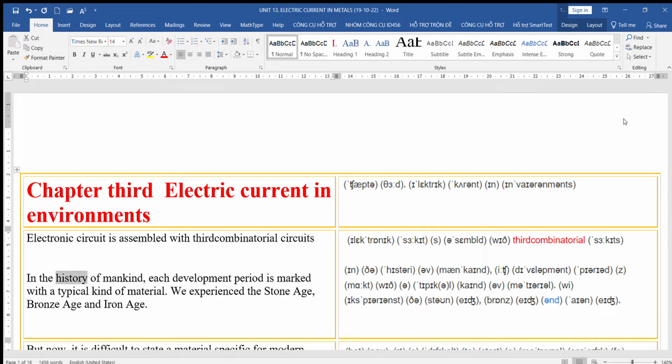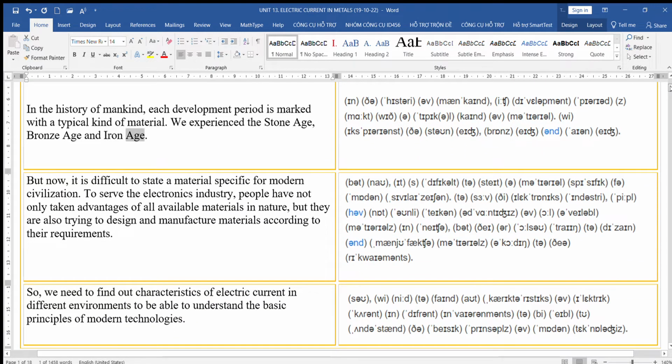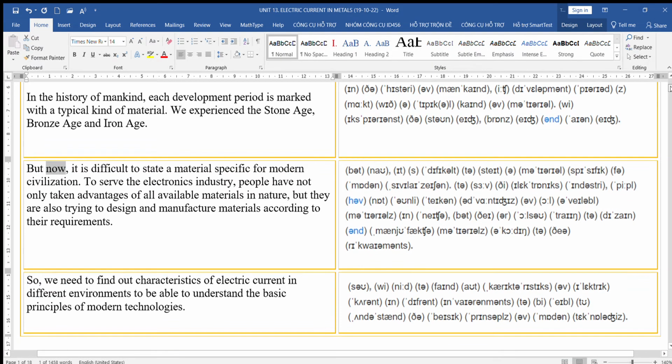In the history of mankind, each development period is marked with a typical kind of material. We experienced the Stone Age, Bronze Age, and Iron Age. But now, it is difficult to state a material specific for modern civilization.